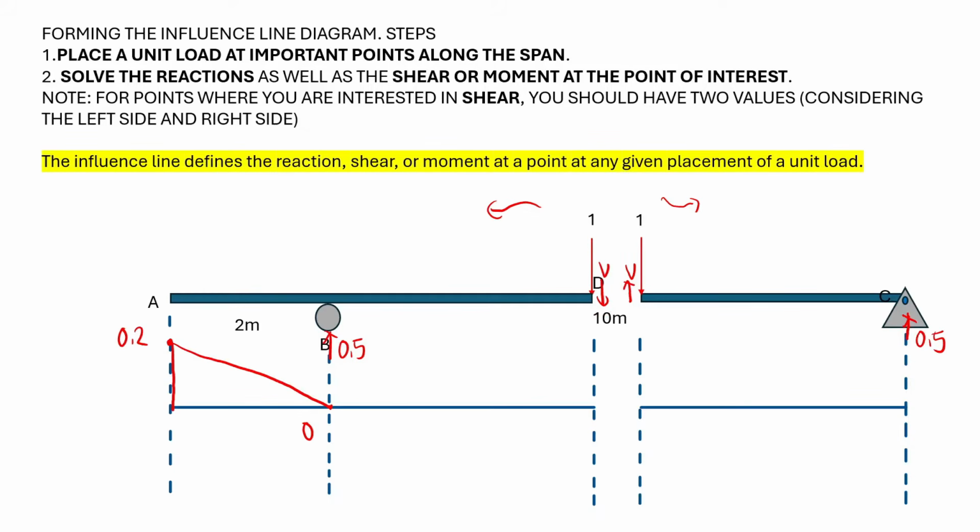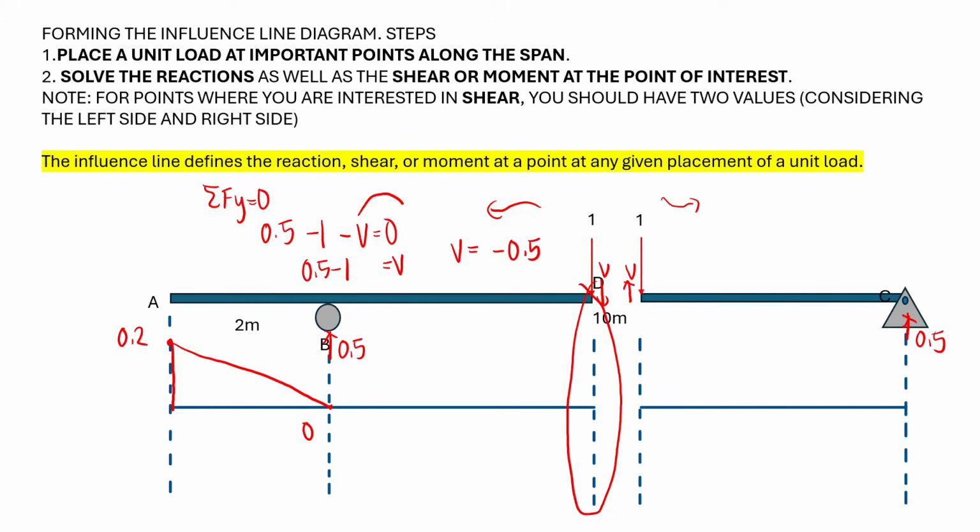Now considering the left side, we have summation of forces along Y. We have plus 0.5, and then minus 1, and then minus V is equal to 0. And so moving V to the right, we have V is equal to 0.5 minus 1. And so our shear force at the midspan, considering the left side, will be negative 0.5. And so the ordinate at this point will be minus 0.5. So that will be right here. So let's draw a line.